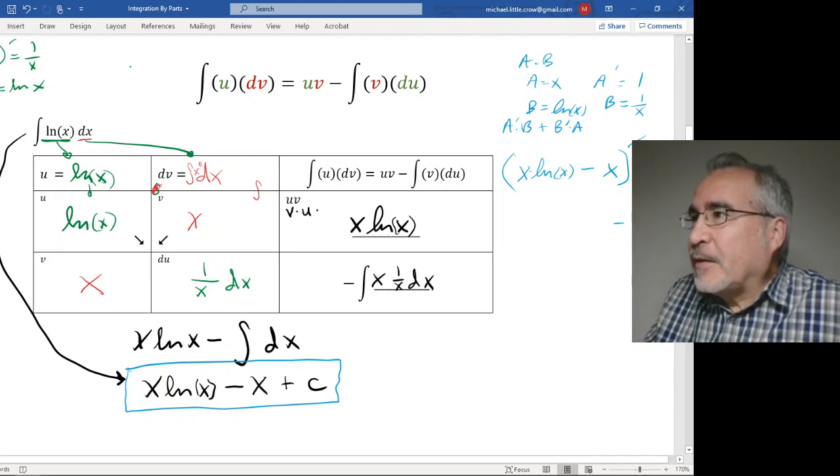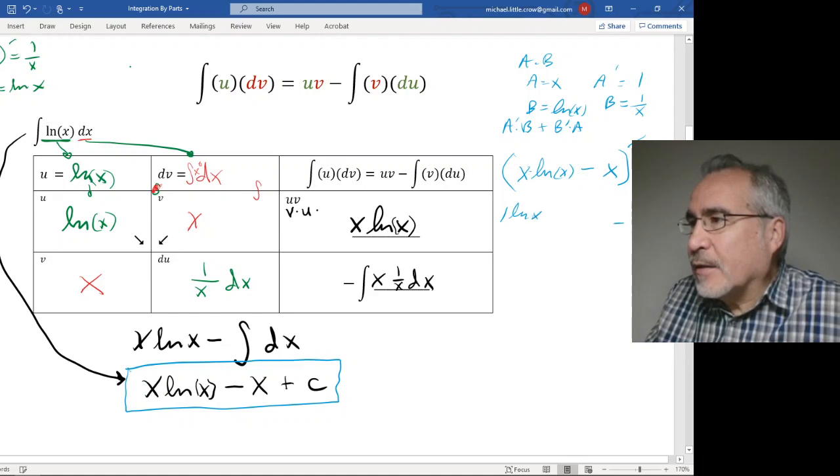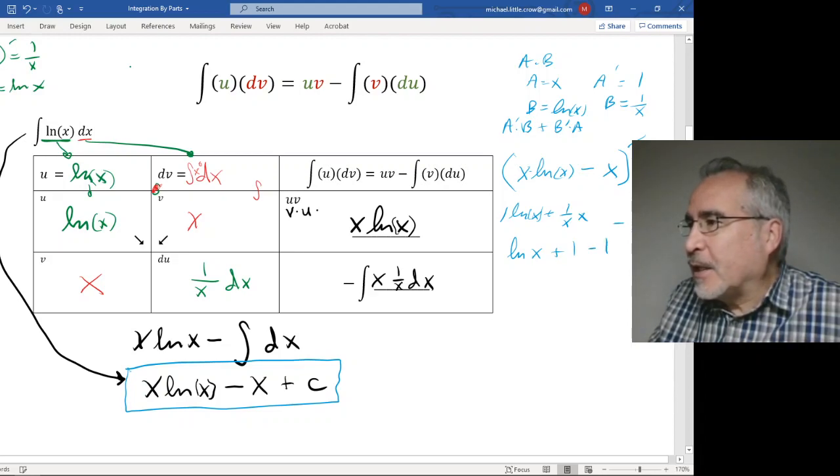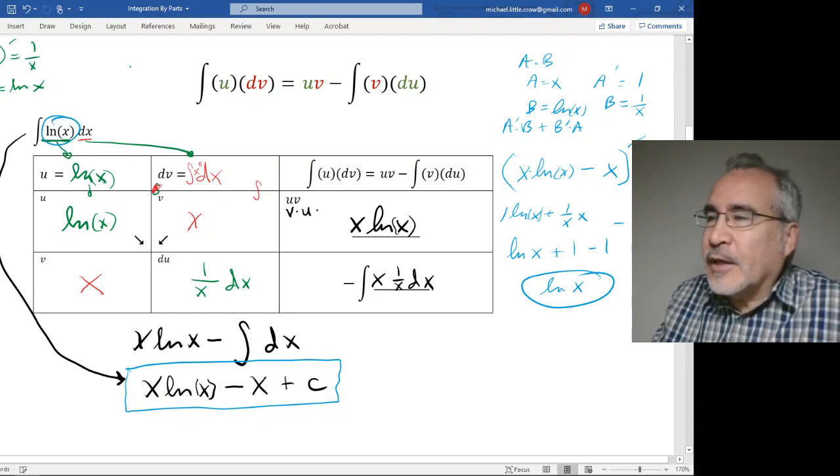Anyway, derivative of a is 1, so I get 1. B is ln of x. And then I do a plus, right? And then I do derivative of b, which is 1 over x, times a, which is x. Okay. 1 times ln of x is just ln of x. This is 1 over x times x. The x is canceled, so this just becomes plus 1, minus 1. Notice this part is 0. Our final answer is natural log of x, which is exactly what we started with.